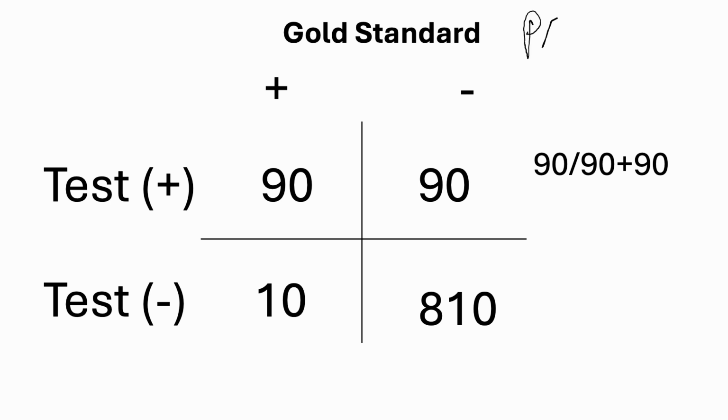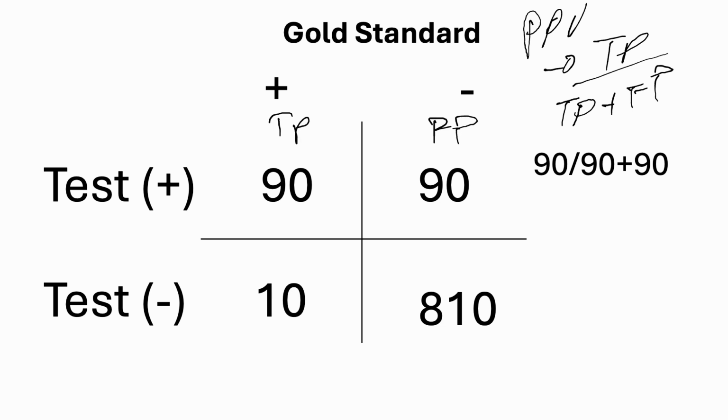So again, positive predictive value is how likely it is that a person truly is positive if they test positive. So that'll be our true positives divided by all the positives that the test said were there, which is just the true positives plus the false positives, which will give us 90 divided by 90 plus 90, which is like 50%, if my math is correct. So yep, 50% positive predictive value.